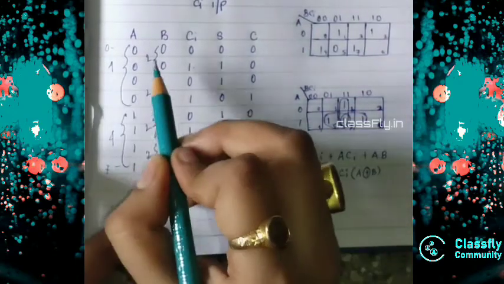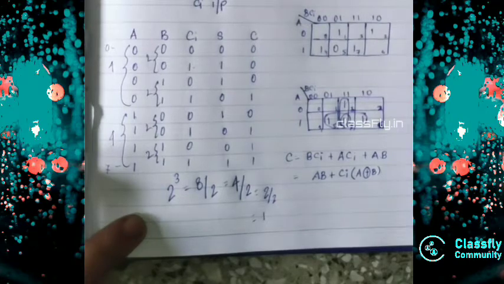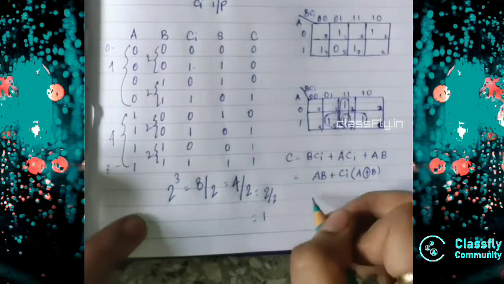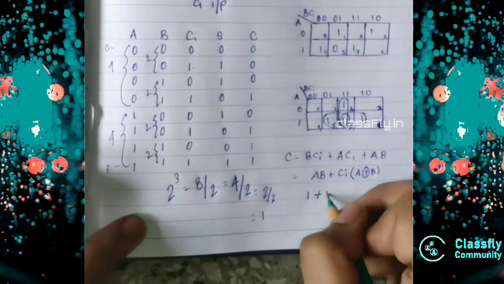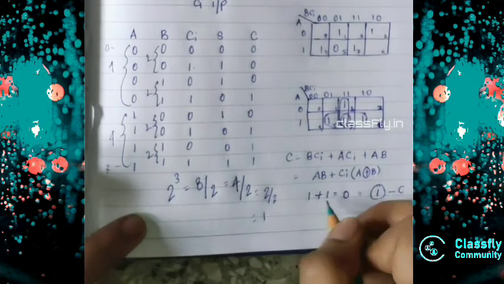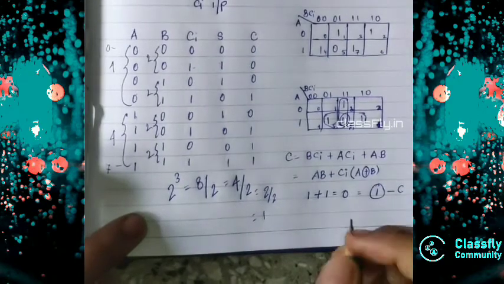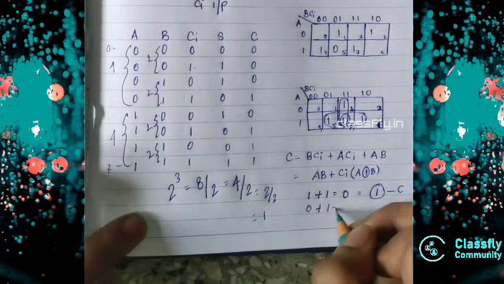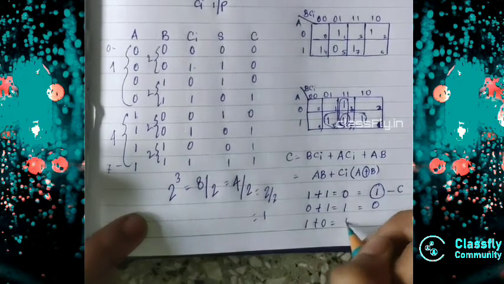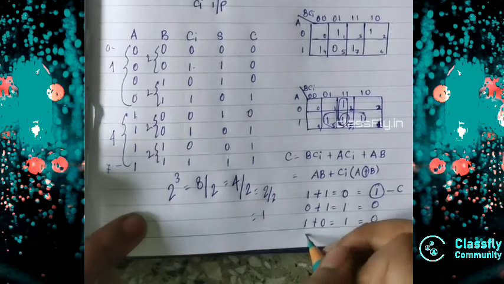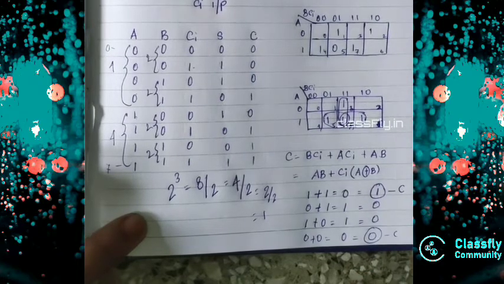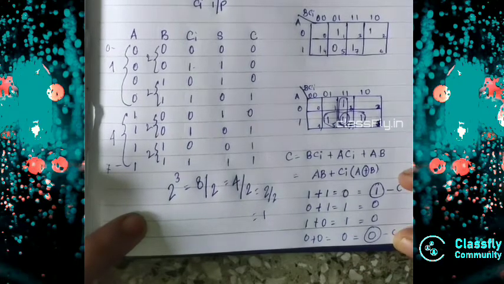Now we know the binary addition, and we have to apply it to this full adder truth table. The binary addition is: 1 plus 1 is 0 and we get 1 as carry. Similarly, 0 plus 1 is 1 and we get 0 as a carry. 1 plus 0 is 1, we get 0 as a carry, and for 0 plus 0 we get 0 and 0 as a carry. Simple. So this is basically our binary addition.